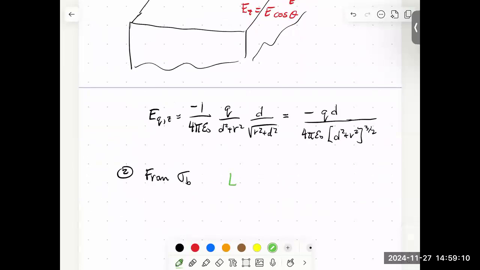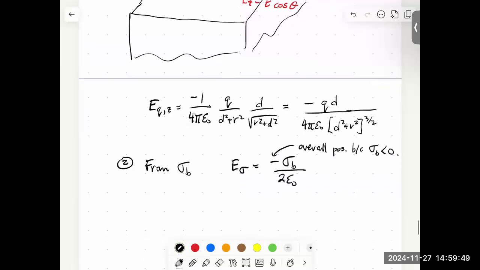So E sigma is going to be minus sigma B over 2 epsilon naught. We'll go with epsilon naught for now. I have a minus sign here, but remember, we're expecting this charge density to be negative. So minus sigma is a positive number, which corresponds to that electric field pointing upwards. So this is overall positive because sigma B is negative.